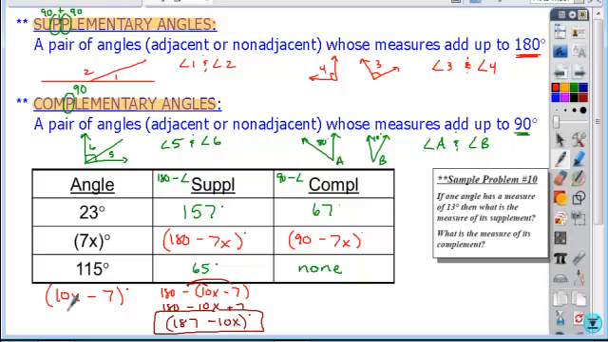Okay, so the complement of this same expression, 10x minus 7, you take your 90 minus your given angle, even if it's two terms, and then simplify your result by distributing your negative through. So 90 minus a 10x minus a minus becomes plus 7. So you get 97 minus 10x as your angle.